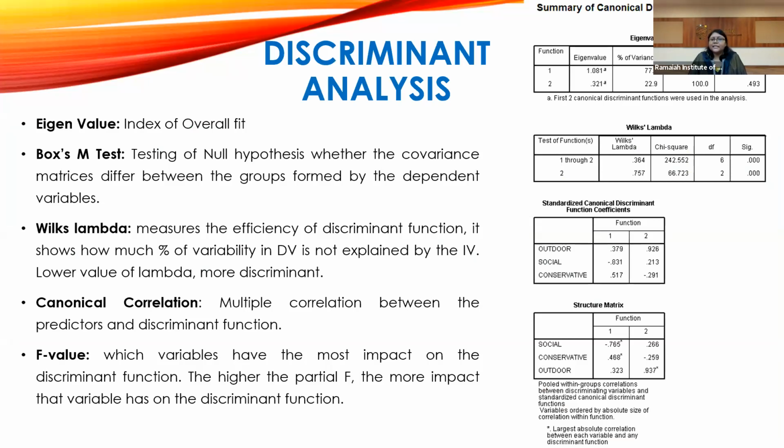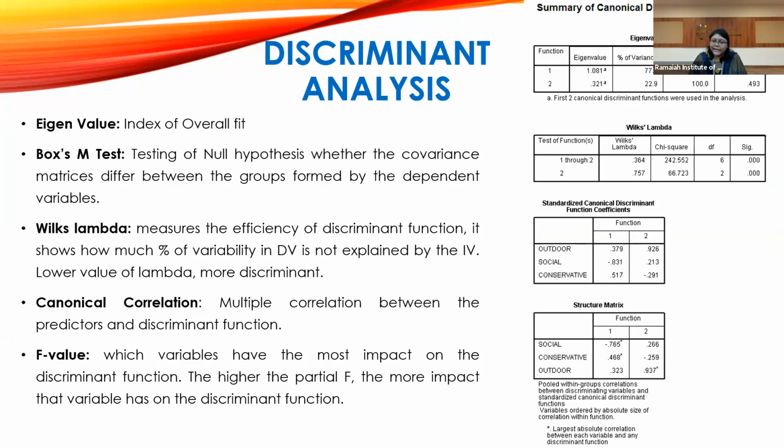Now in discriminant analysis, if you look at the right side, this is what we are going to have a look at in SPSS. This is the demo output of one canonical discriminant analysis. In this discriminant analysis, we will be having different features. Based on these values, the first one is the eigenvalue. This eigenvalue gives the index of overall fit. How fit is your model? The next one is the Box's M test.